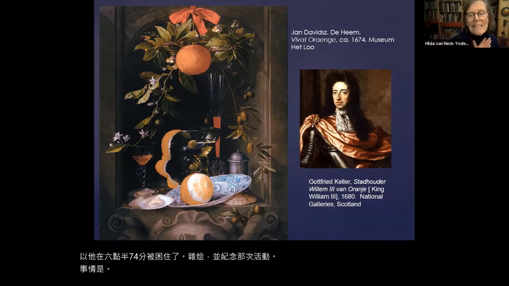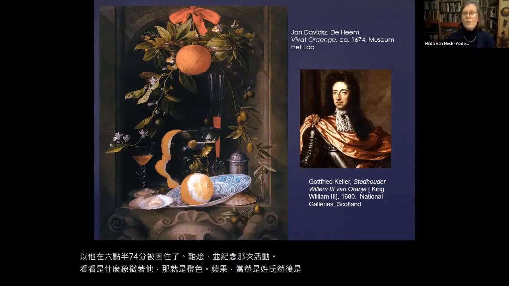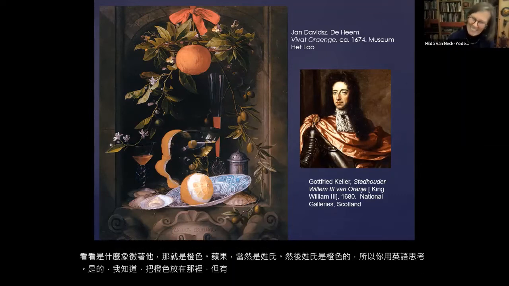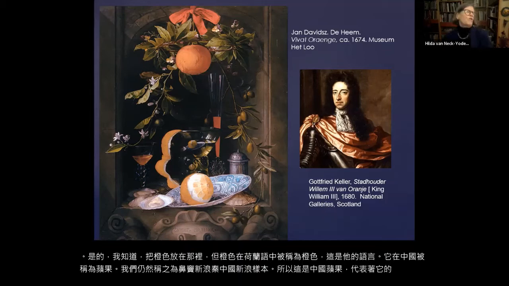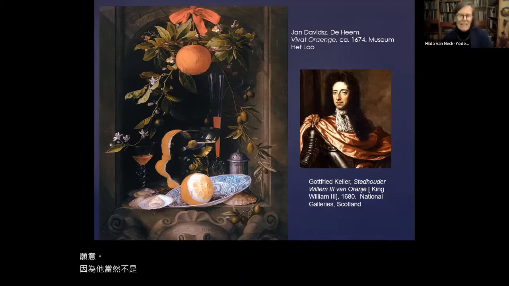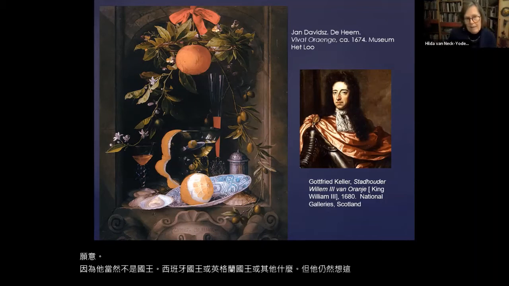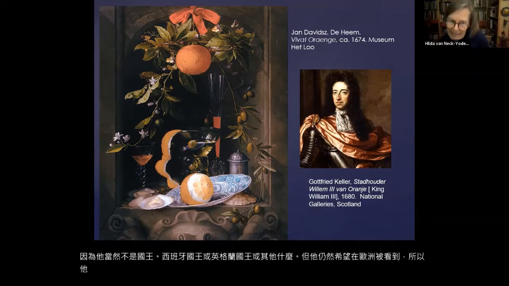Look at what symbolizes him. That is that orange apple. Of course, his last name and the family name is Orange. So you think in English, that's, you know, put an orange there. But you know what an orange is called in Dutch, which would have been his language. It's called a China apple. We still call it the Sinas apple. So this is the China apple that represents the power that he would like to be. Because of course he's not a king like the king of Spain or the king of England, but he still wants to be seen in Europe like that. So he uses an Asian plate on the bottom to represent himself, his power.